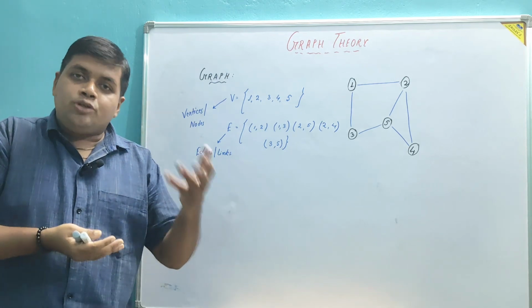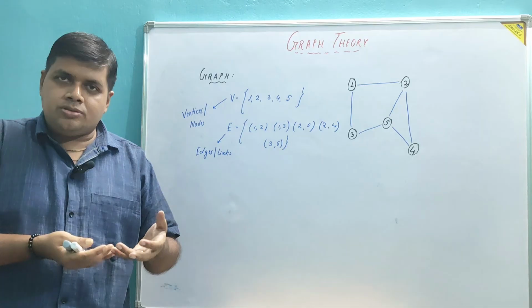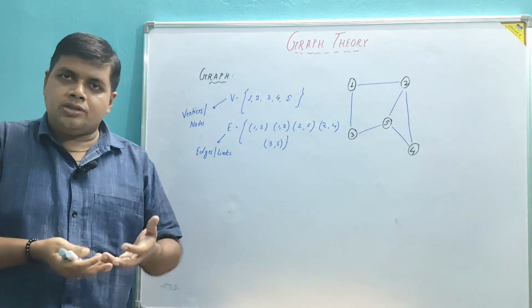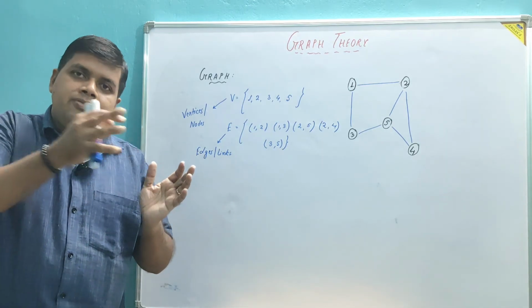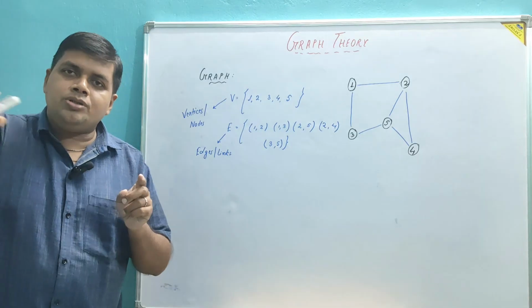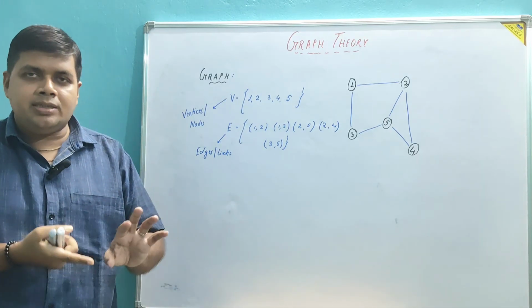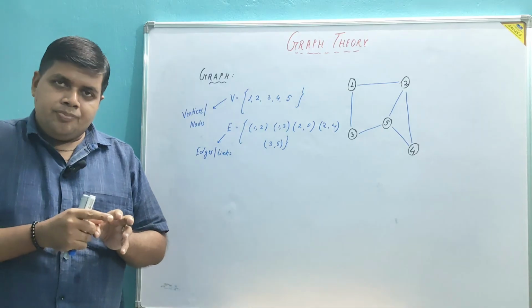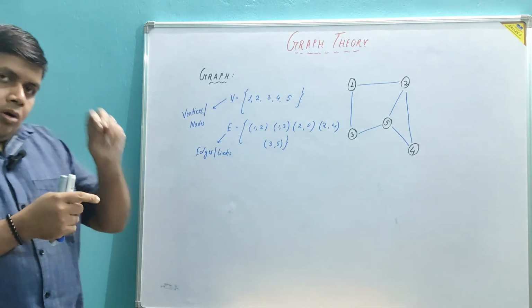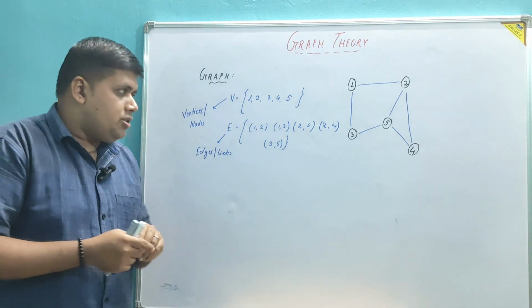Similarly, for example, in computer networks or in mobile networks, whatever we consider, different devices are there and there is a link between all of them. Either it is a wired link or it is a wireless link, whatever it is, there is a link in between them. So in all these cases, the concept of graph theory is used.